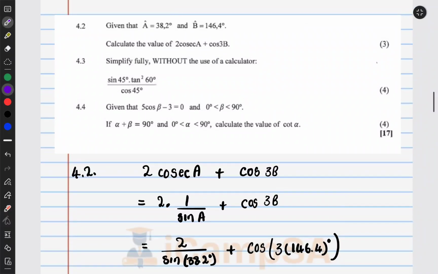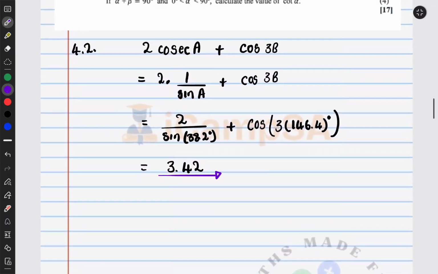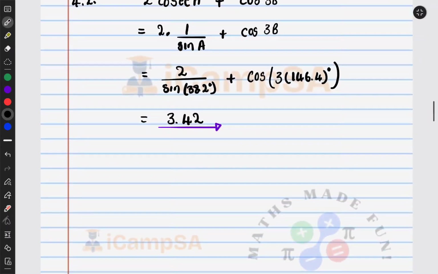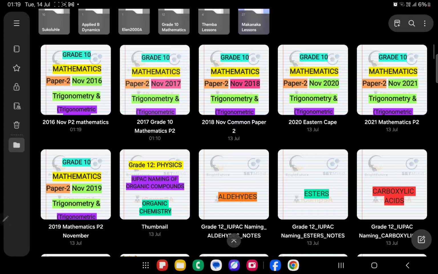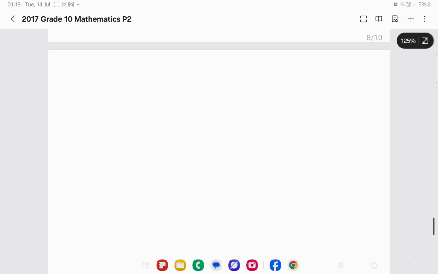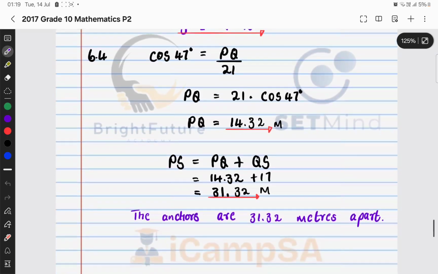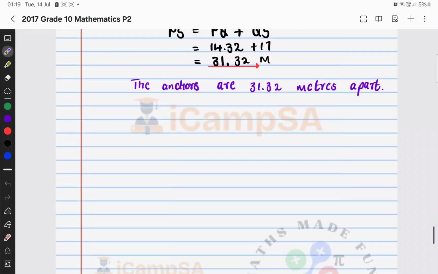And then next, simplify fully without the use of a calculator. Once they tell you to simplify without the use of a calculator, you simply know that you have to use special angles. Okay, special angles, 4.3. For those of you who haven't memorized the special angles, let me bring some for you.